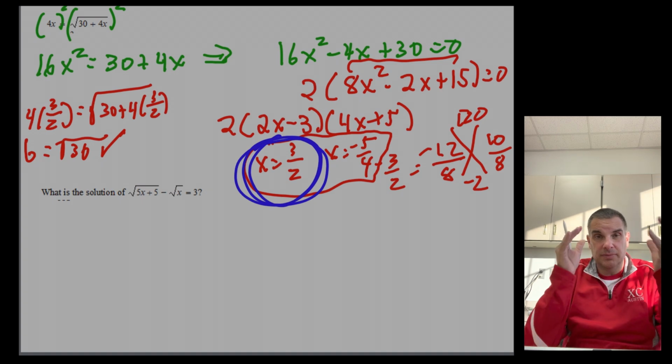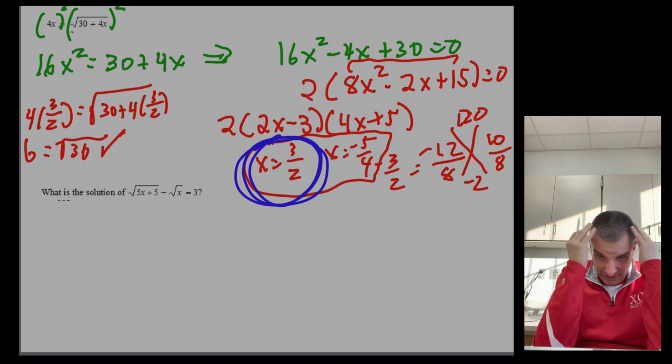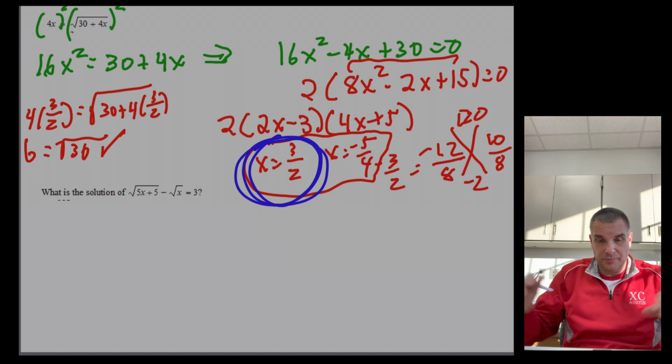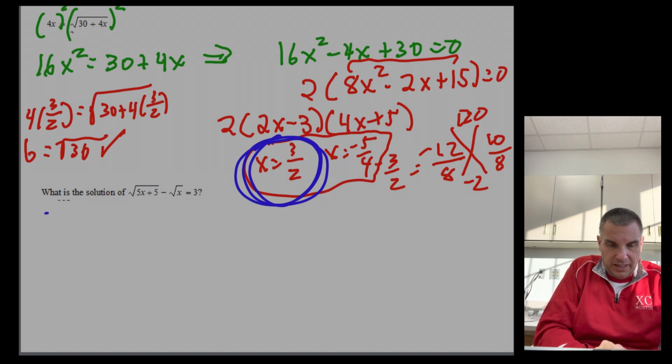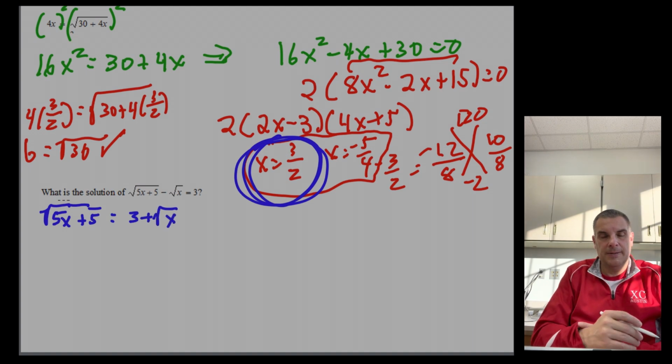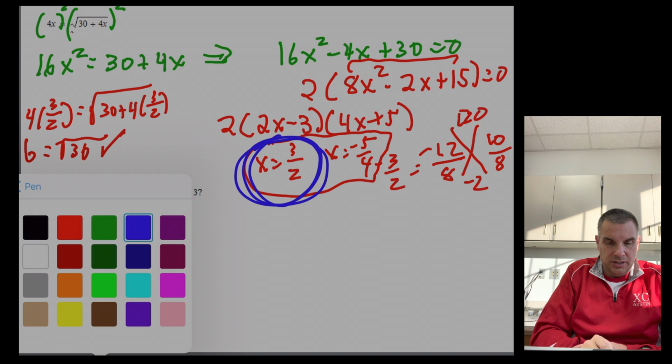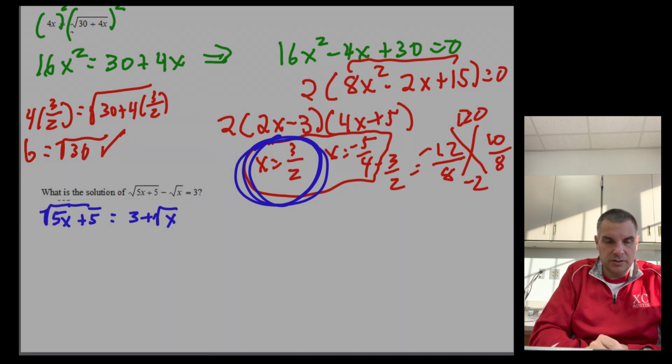So we've got two radicals. That means we've got to split them. So that gives me radical 5x plus 5 is equal to 3 plus radical x. And that's step 1. Step 2, square both sides.